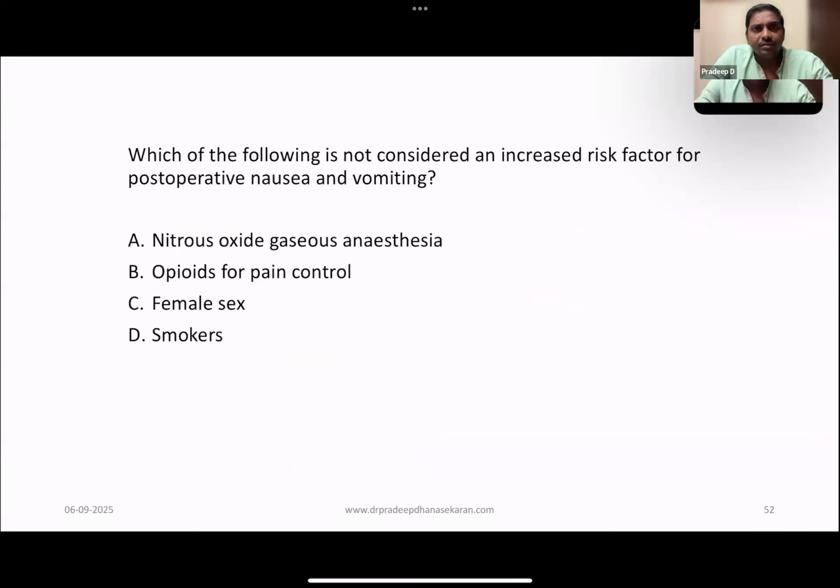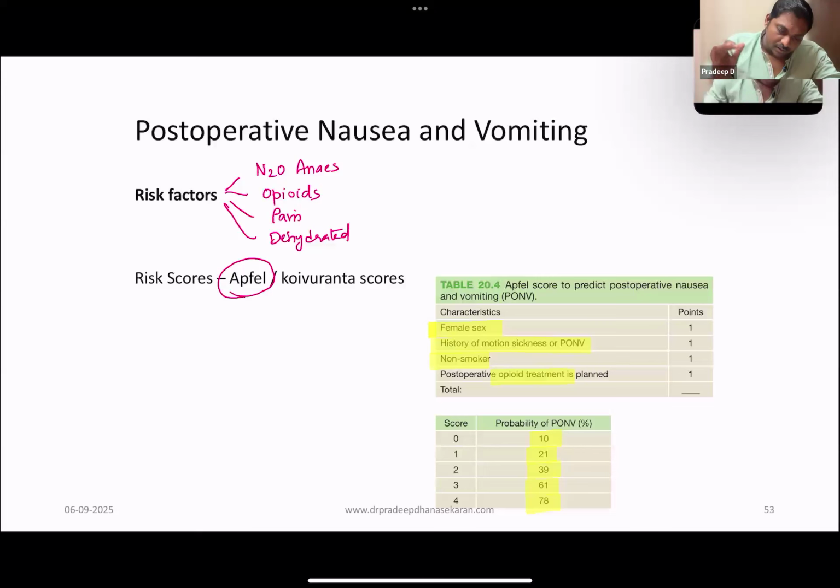Right. Now let's discuss another post-operative complication, that is post-operative nausea and vomiting. Nitrous will cause nausea and vomiting. Opioid also is there. That is why in enhanced recovery after surgery, you limit nitrous, you limit the opioid use. Female sex is a risk factor, whereas smokers generally don't have increased risk of nausea and vomiting, whereas non-smokers have an increased risk. So these are the risk factors: nitrous, opioids, pain, and dehydration.